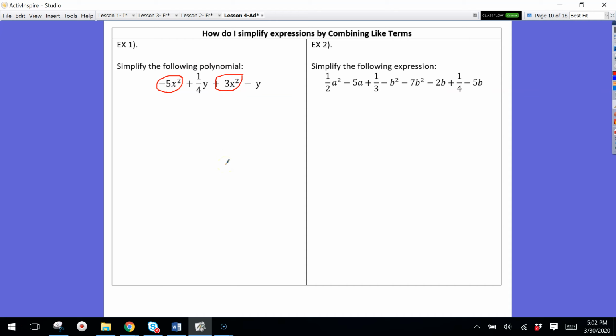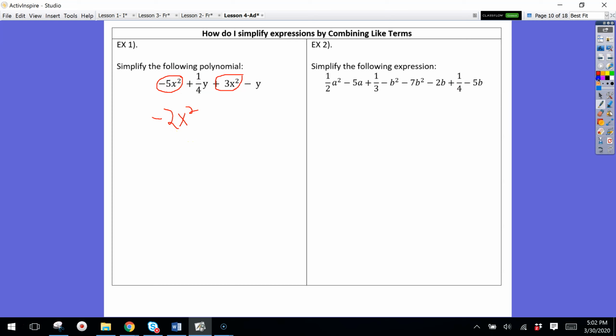So signs do come important because of our integer rules. I have -5 plus 3. So in this case, I'm going to have a -2x squared because they have different signs. So 3 of these positives cancel out 3 of the negatives here, and you're left with -2.